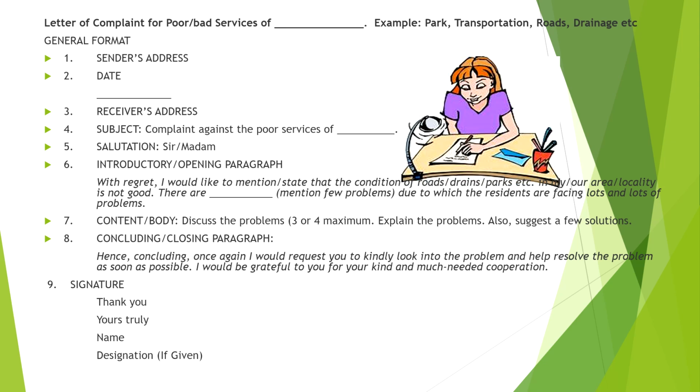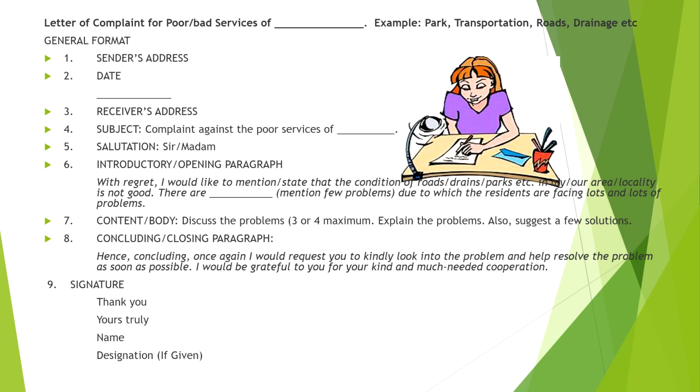Then the concluding or closing paragraph always remains the same. Hence concluding once again, I would request you. Why request you? Because this is the letter of complaint which we are writing to the authorities. So we need to be polite but firm, to kindly look into the matter. Once again, I repeat so that you don't get confused.